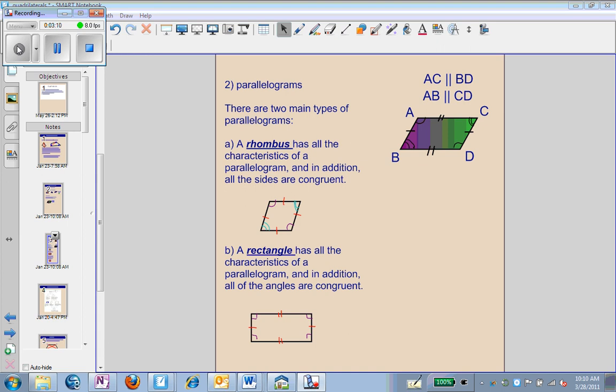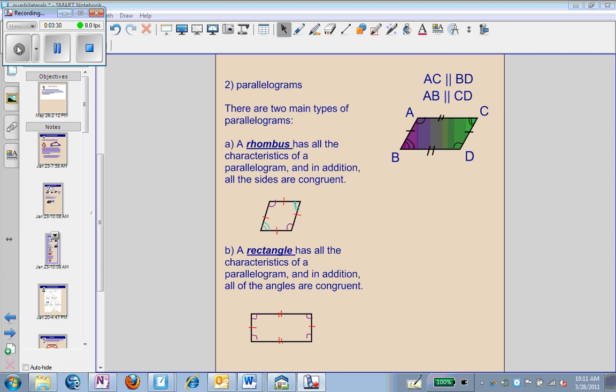In addition, all the sides are congruent. So basically, it looks like a parallelogram that's been smushed in. And what makes it smushed in is the fact that all the sides are congruent to each other. So you can imagine it like all the sides are equal to these small sides, and that's why it gets smushed in. Then we have a rectangle.